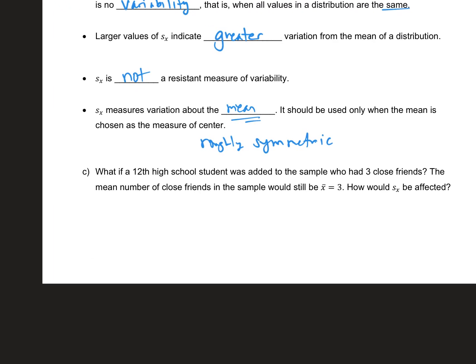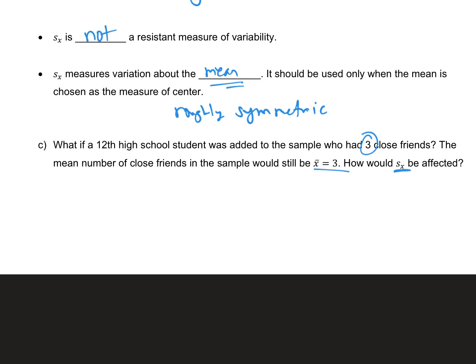Okay, what if a 12th high school student was added to the sample who had 3 close friends? And that was the mean, remember, that was the mean. And so it says the mean number of close friends was 3. How would our standard deviation be affected? Well, when a data point is added and it's very close to the mean or is the mean, then our standard deviation will decrease because our variability has decreased because that 3 is the mean. It's close to the mean, okay?